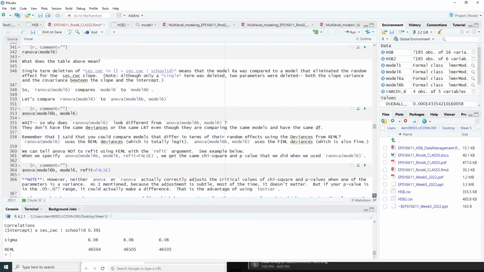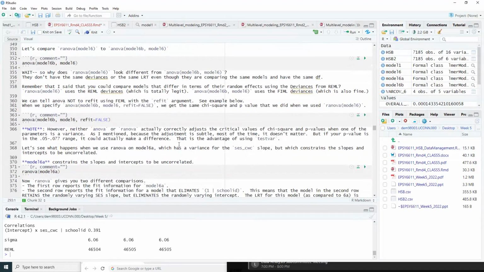By the way, if you're using ANOVA and you don't want it to refit the model using FIML, which in this case would be reasonable because we're just comparing models that differ in terms of their random effects, you can put in refit equals false. It'll just stay with REML. It's not going to rerun with FIML. Okay.